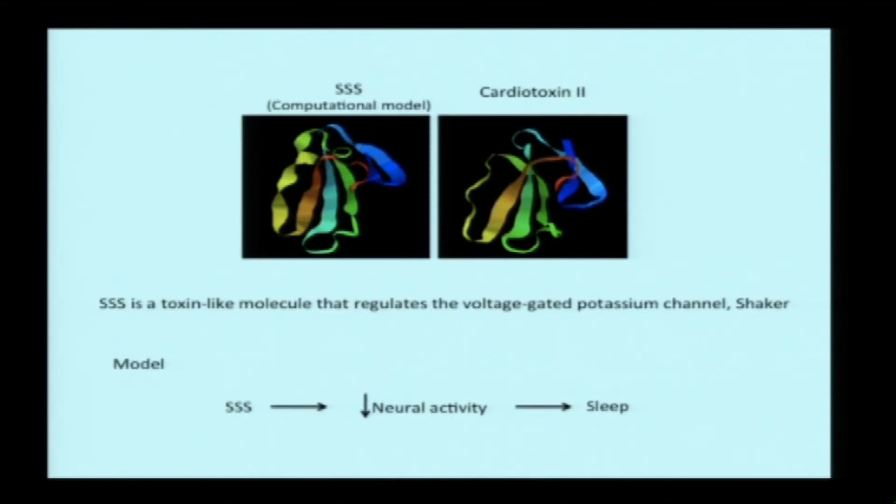So our very simple model, then, is that sleepless is required to control neural activity and allow the sleep to occur, basically allow the homeostatic drive for sleep to be implemented. When you don't have sleepless, you have a big increase in neural activity, and this homeostatic drive cannot be implemented. So in other words, we believe that the sleepless flies are a genetic model of sleep deprivation.